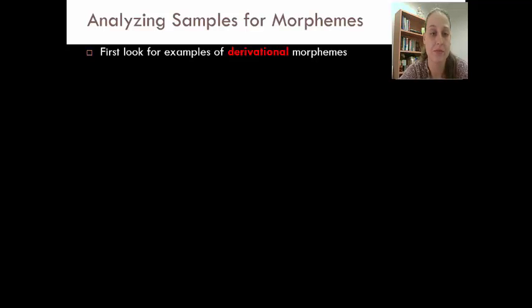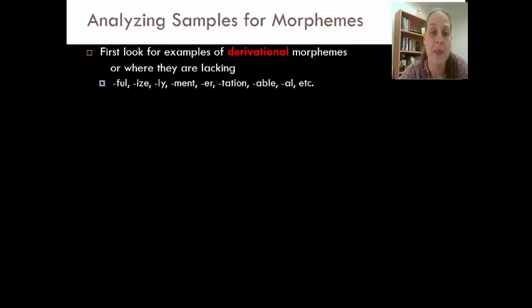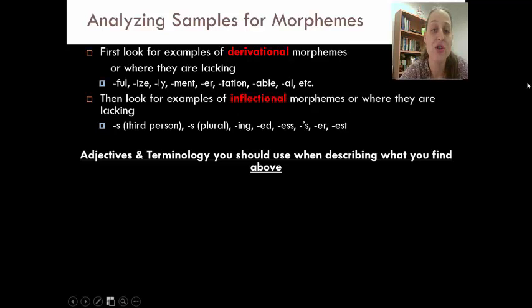and what to include. So first you should look for examples of derivational morphemes like you did for the activity with the paragraph. And you should also look at them where they may be lacking, right? And so remember, these are the sorts of suffixes that you might be seeing. Then you should be looking for examples of inflectional morphemes, right? Or where they are lacking. And when they're lacking, those are the aspects that you would talk about for the challenges. And again, here are some examples.